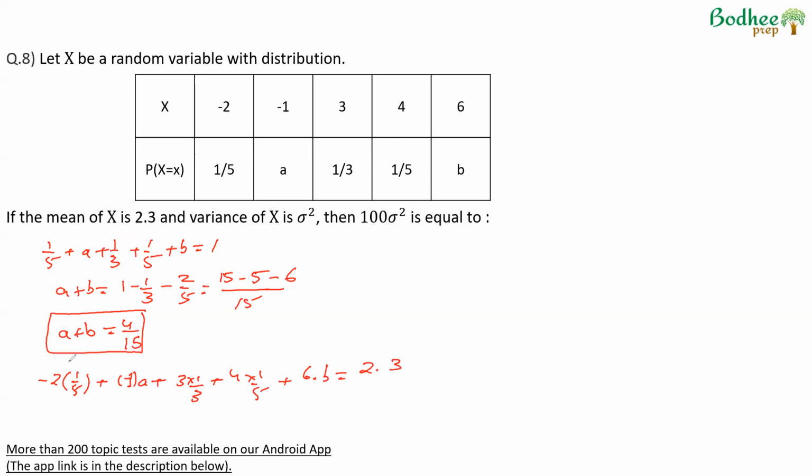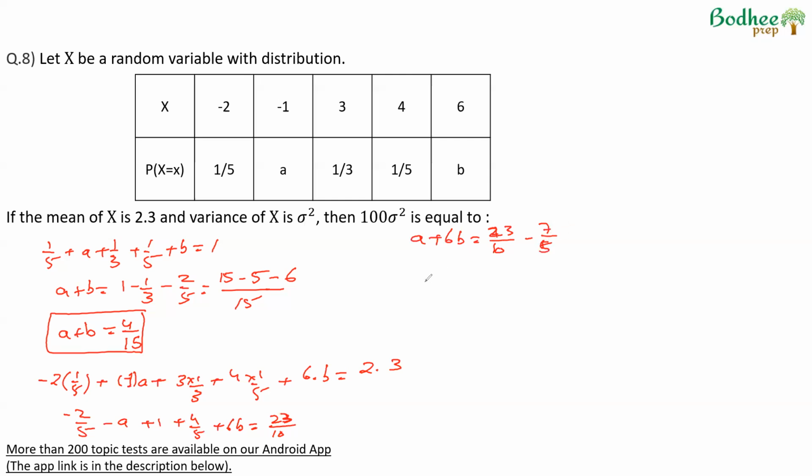This becomes -2/5 - a + 1 + 4/5 + 6b = 2.3, which can be written as 23/10. So this will become -1/5, 4/5, 2/5, 7/5, and from here we can write a + 6b = 23/10 - 7/5.